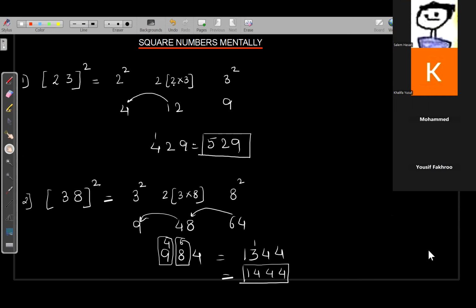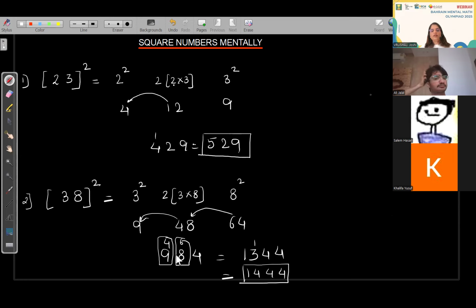So 64 times 48 times 9? No, not times. We just arrange it. There is no add. No, no, we are not doing that. We are just writing them close by. 9, then 48, then 64. There is no multiplication. You're just arranging them. You're gathering them together. That's what you're doing. There is no addition or subtraction or multiplication. Okay. And how did you get 48? 8 times 3 is 24, and you double 24. That's 48. Okay. That's how.